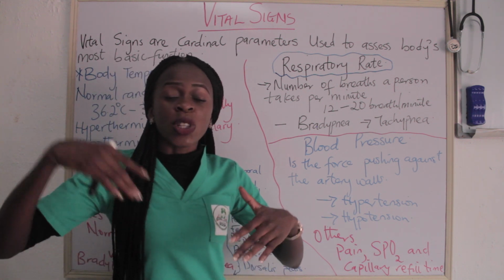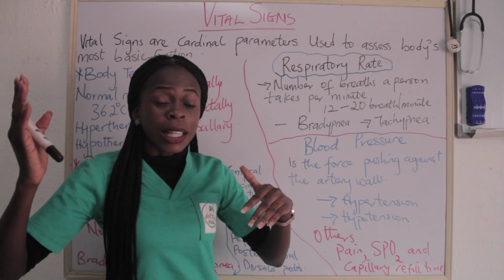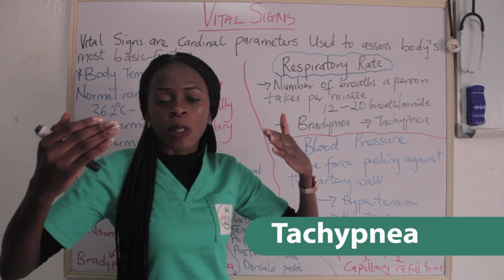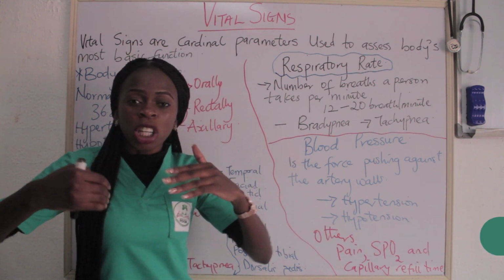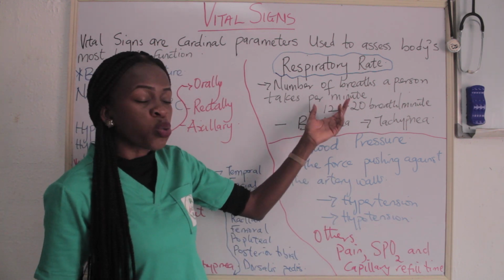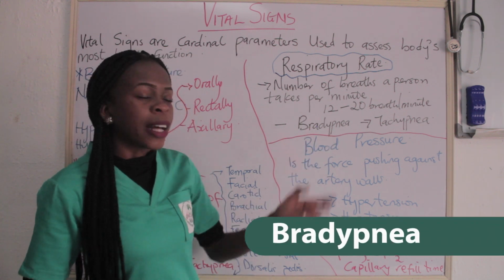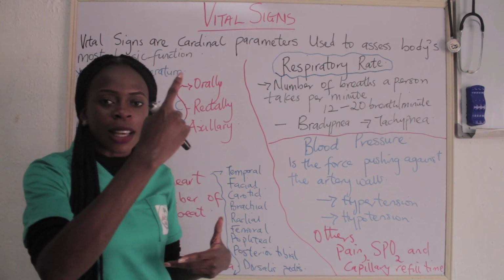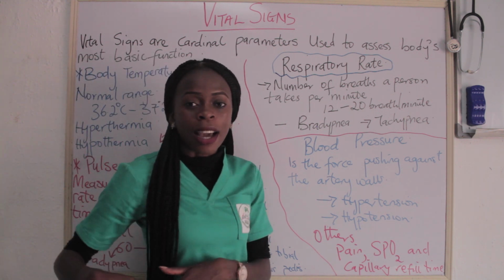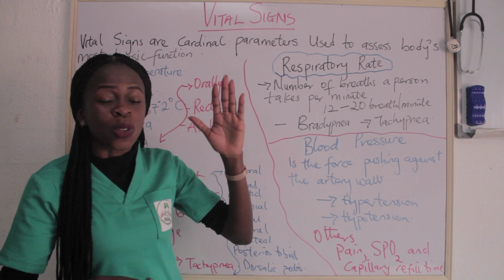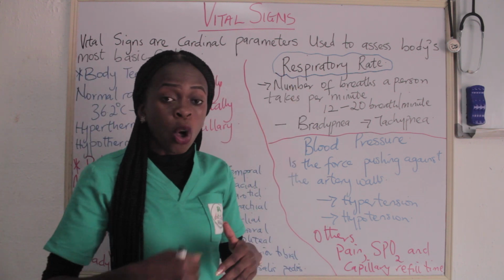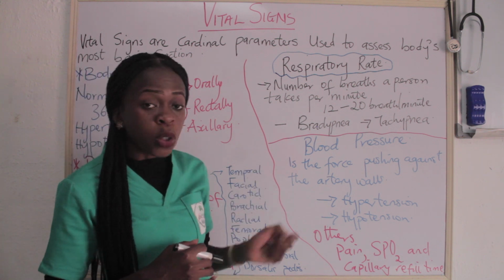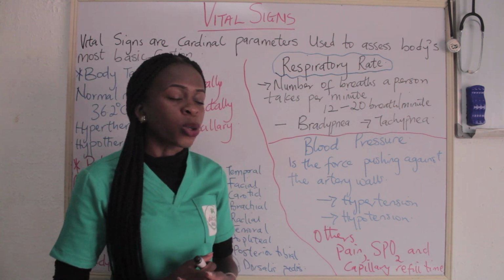But when you start having 22, 24, 26, there's a sign that there's what? Tachypnea. That's increase in the respiratory rate. But a reduction in the normal respiratory rate below 12, we say that bradypnea has taken place. Remember, for pulse, increase is what? Tachycardia, and reduced is what? Bradycardia. While for respiratory, high is what? Tachypnea, and low is what? Bradypnea. Then that takes us to the fourth one, which is blood pressure.